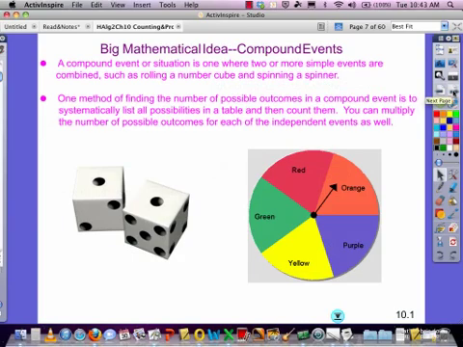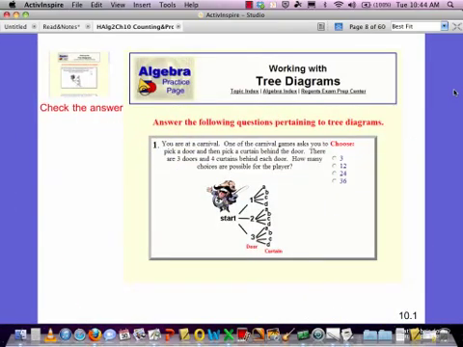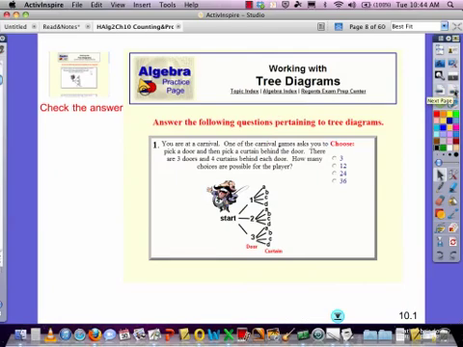Compound events, when we talk about a big mathematical idea, a compound event or situation is one where 2 or more simple events are combined, such as rolling a number cube and spinning a spinner. Number cubes are referred to as dice, die. One method of finding the number of possible outcomes in a compound event is to systematically list all possibilities in a table and then count them. You can multiply the number of possible outcomes for each of the independent events as well. Compound, two or more.